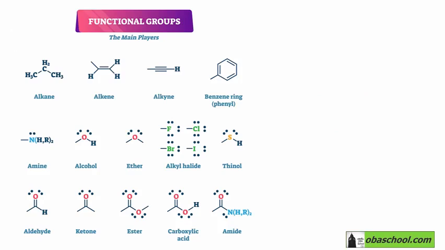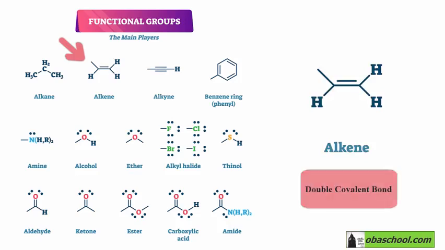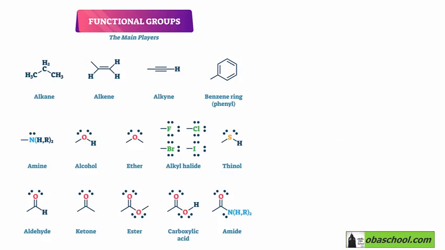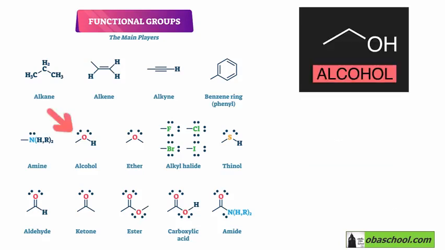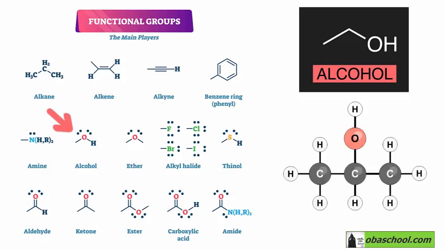Another functional group that we will study is the alkenes. Alkenes have at least one double covalent bond between two carbon atoms. We also have alcohols, which are characterized by the hydroxyl group. So whenever you see an OH group bonded to a molecule, this means that this molecule is an alcohol.